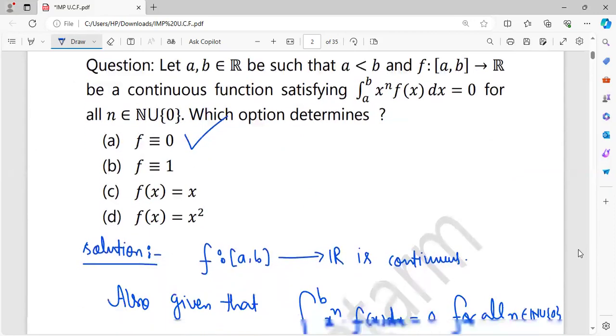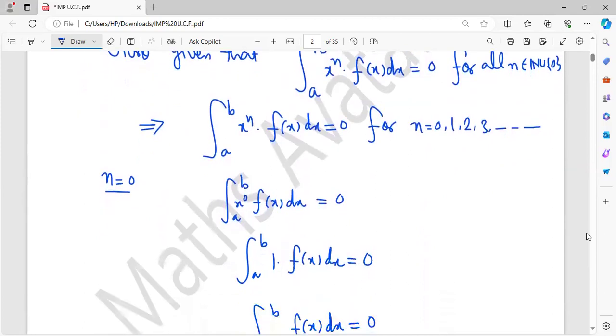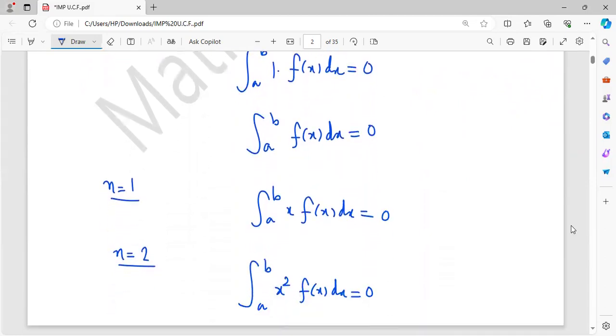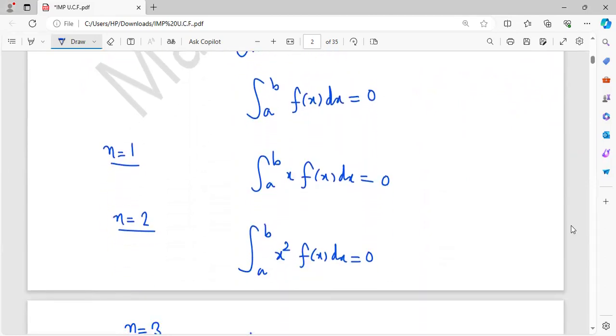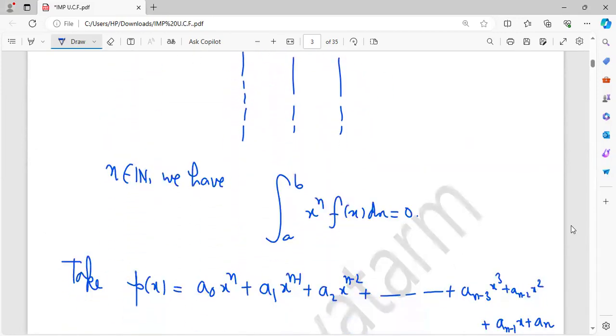Okay, so I summarize this question. How did I solve it? First, it is given that the integral from a to b of x to the power n times f(x) dx is equal to 0 for n equal to 0, 1, 2. So for n equal to 0, the integral from a to b of f(x) dx is equal to 0. For n equal to 1, the integral from a to b of x f(x) dx is equal to 0. For n equal to 2, the integral from a to b of x square f(x) dx is 0. So you can find it for n equal to 3 in the same way, and for n minus 1 in the same way.